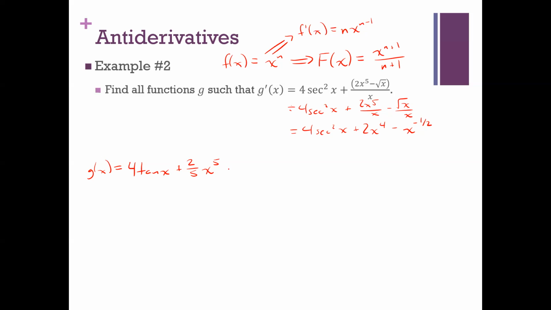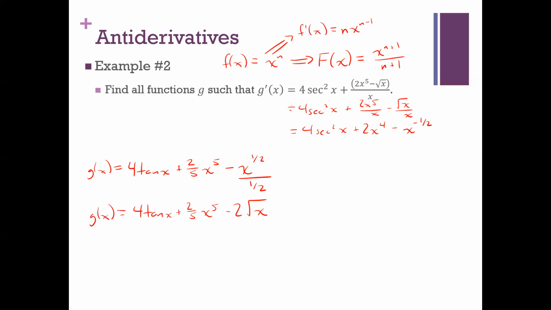If we're okay with that, what is the antiderivative of negative x to the negative 1/2? Let's take it slow. The new exponent is going to be 1/2, right? All over 1/2. So I think what I have is this: 4 tangent x plus 2/5 x to the 5th minus 2 radical x.